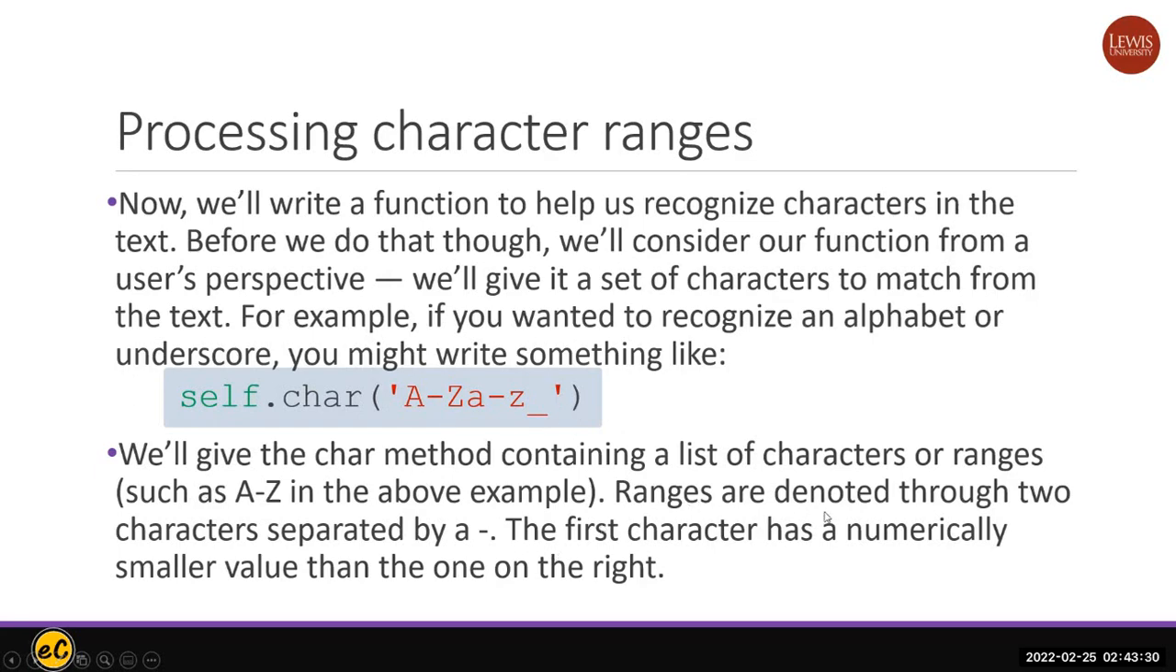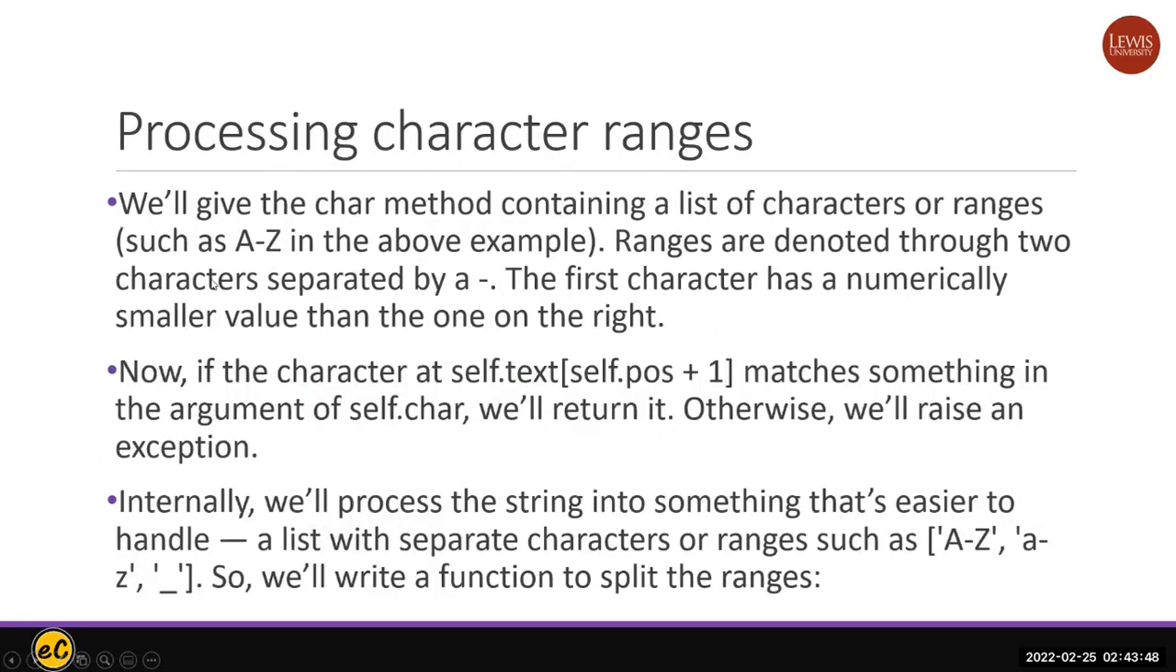The first character has a numerically smaller value than the one on the right. So this one is uppercase A to Z, lowercase a to z, and then underscore. These are considered to be the character ranges that you will process. We give the char method a list of characters and ranges, A to Z. A range is denoted by two characters separated by a dash. So this is the range.